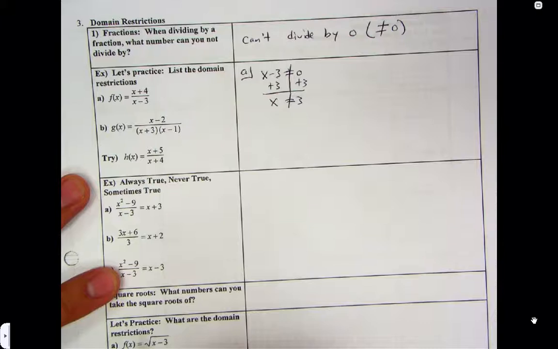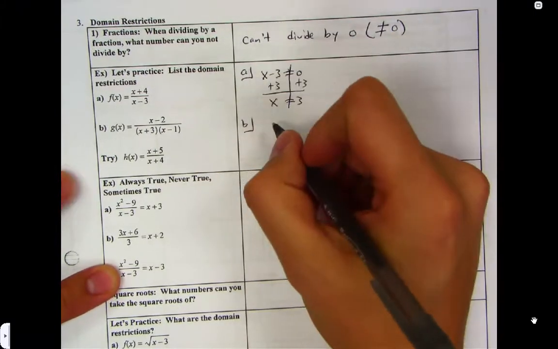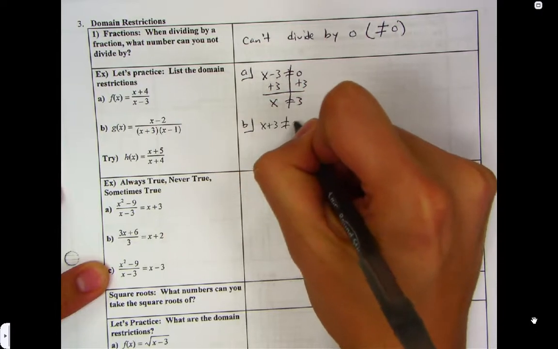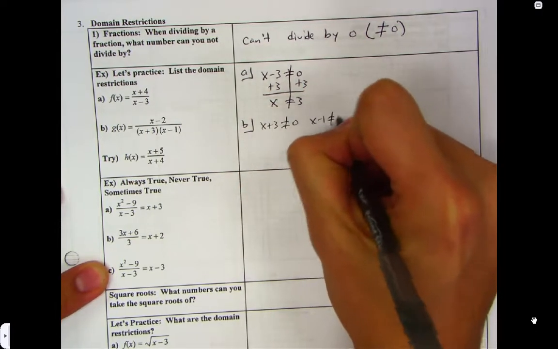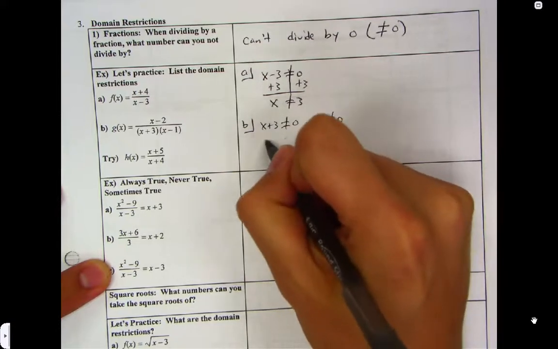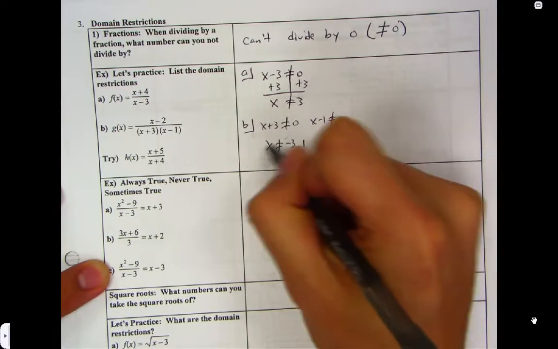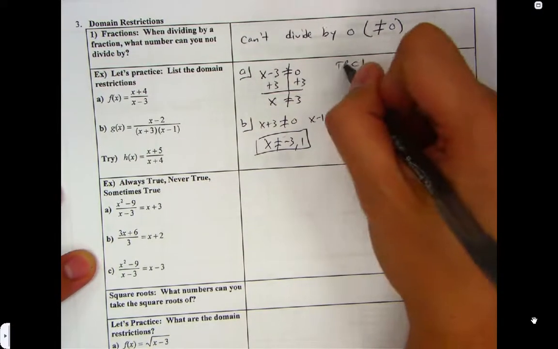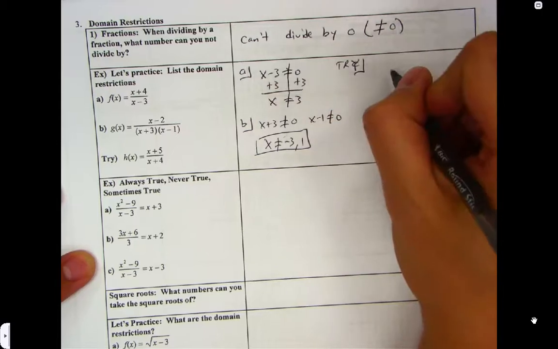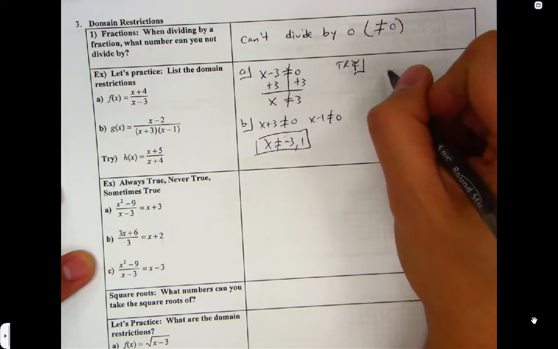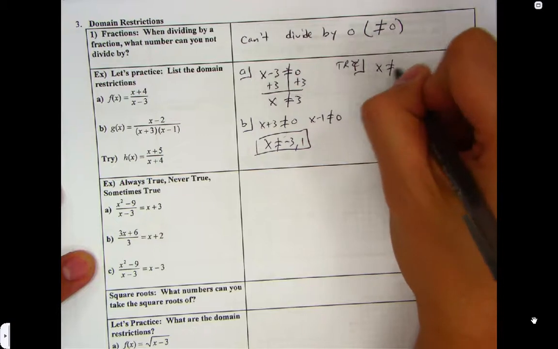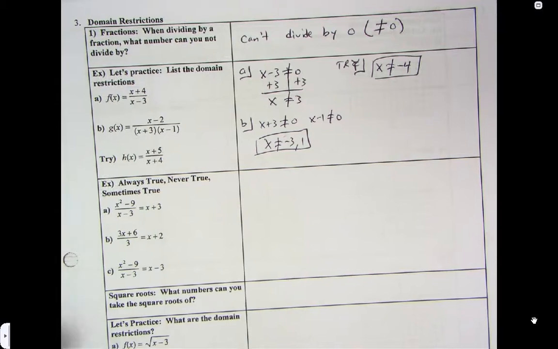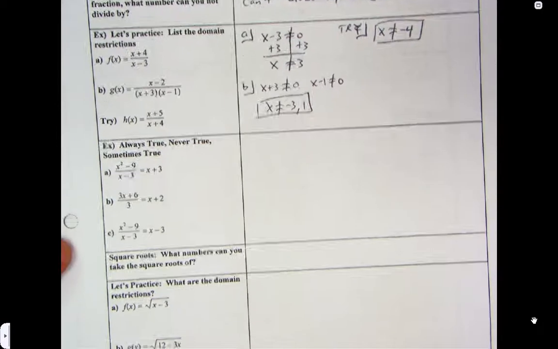minus 3 is 0. B, so I take the factors on the bottom, since it's a fraction: x plus 3 not equal to 0, and x minus 1 not equal to 0. Subtract 3 on both sides, so x cannot equal negative 3 and 1. C, try this. If you try this, you should get x is not equal to negative 4. That's your domain restriction.